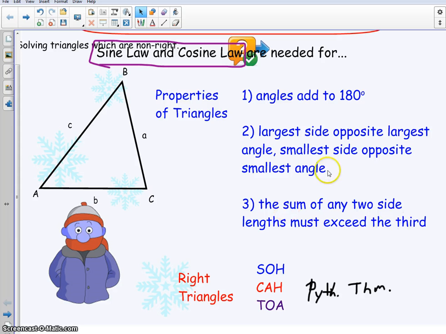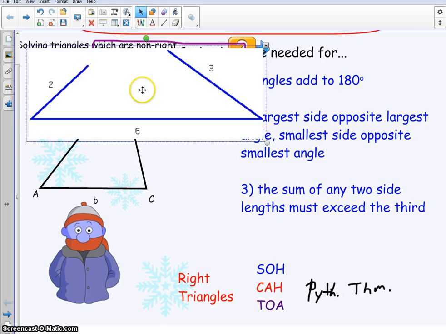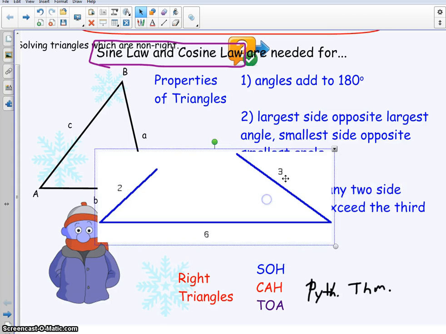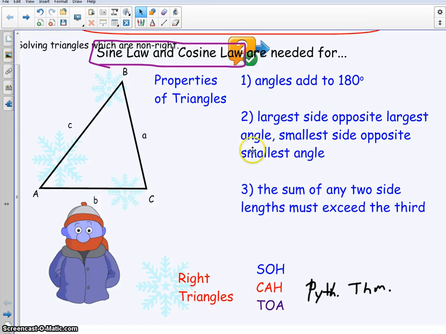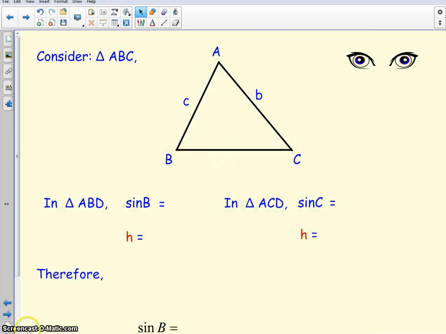And the sum of any two side lengths must exceed the third, which if you think about it kind of makes sense. If you had a picture like this one right here, here we have one side length 2, one side length 3, and what happens is we can't make a triangle because these two side lengths together don't exceed the third. So keep in mind when you're coming up with triangles that the sum of any two side lengths must exceed the third.